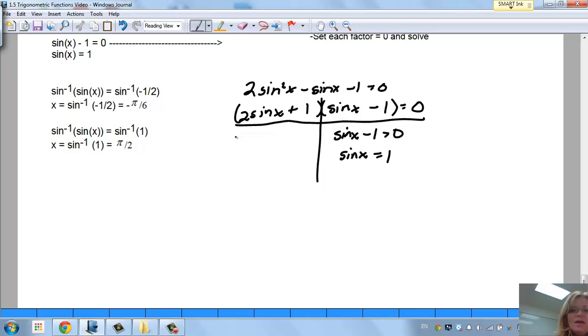Okay, here I've got 2 sine x plus 1 equals 0. 2 sine x equals negative 1. Sine x equals negative 1/2. Okay, so I've got a few things going here.